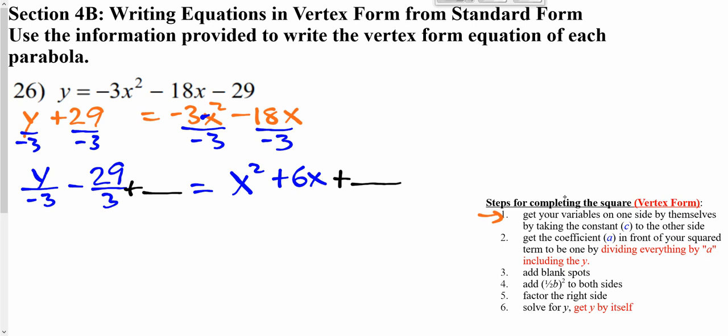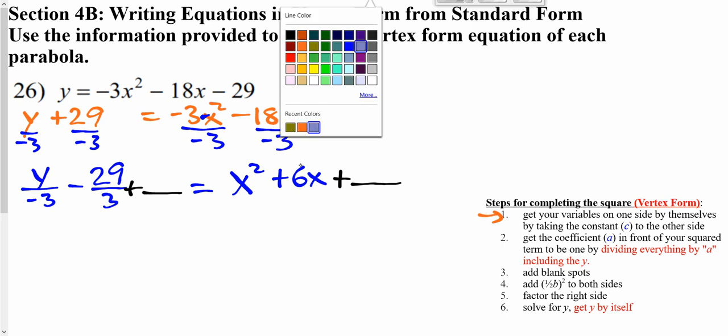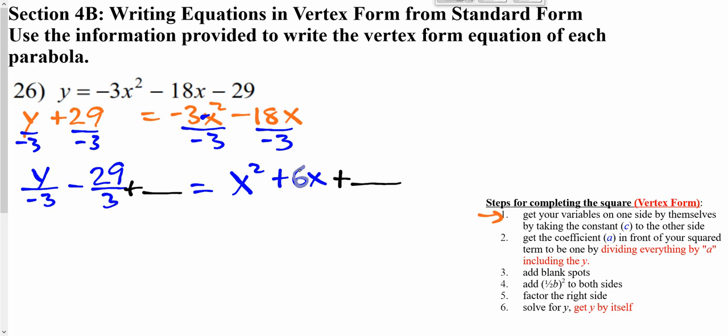Now, the fourth step says I need to take half of b. Remember, b is what's in front of your term to the first power, so I have to take half of 6, which is 3, and then I have to square it. And it says we have to add that to both sides.